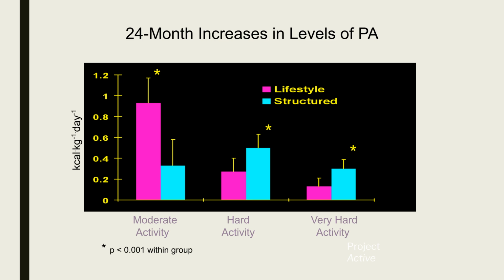Now let's look at some results together. The authors compared energy expenditure across different intensity levels. From the figure, we can see that the lifestyle group showed a greater increase in moderate intensity physical activity. In contrast, the structured group showed higher increases in hard and very hard activity levels. All of these differences were statistically significant, with p-values less than 0.0001.